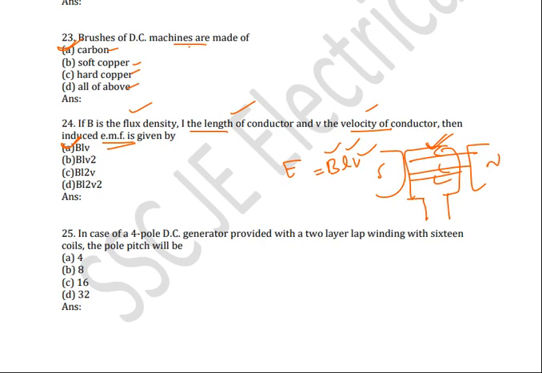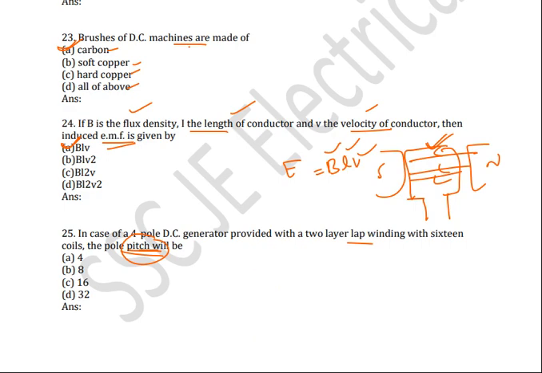Next question. In case of a 4-pole DC generator provided with 2-layer lap winding with 16 coils, the pole pitch will be? See here, pole pitch is nothing but the peripheral distance between two adjacent poles. For example, here is one pole and here is another pole. The pole pitch is the peripheral distance between two adjacent poles. It is the distance here.